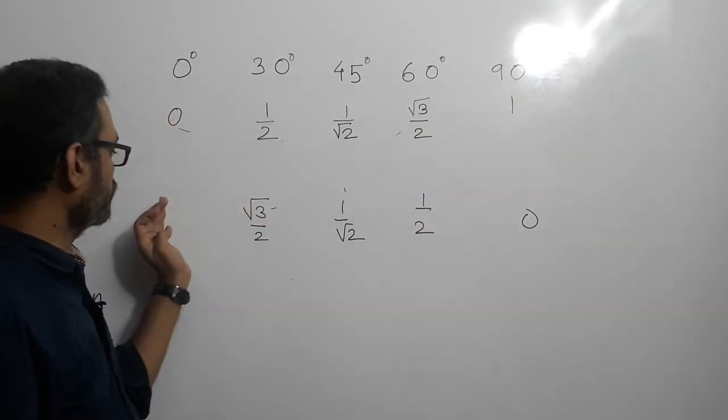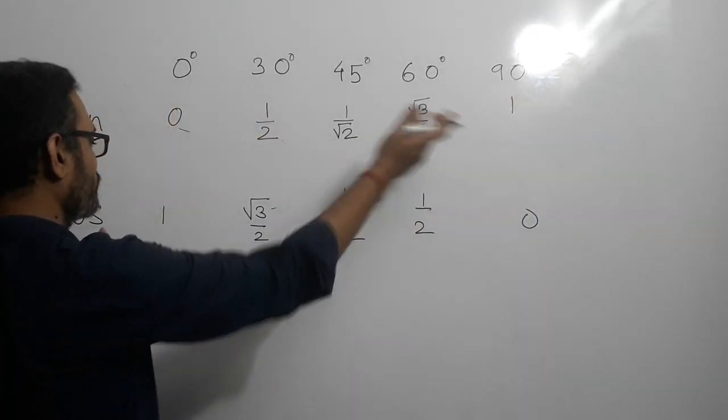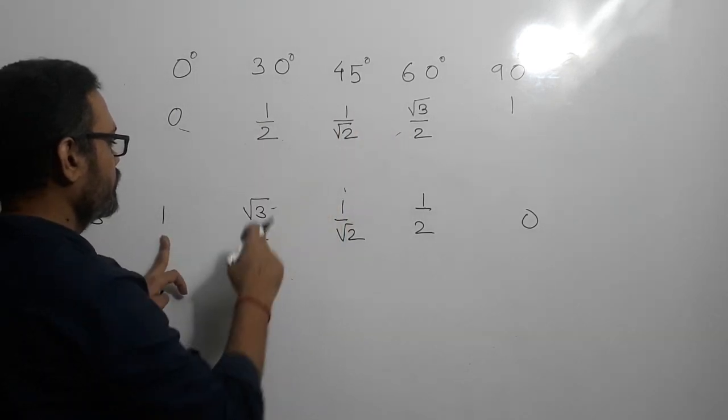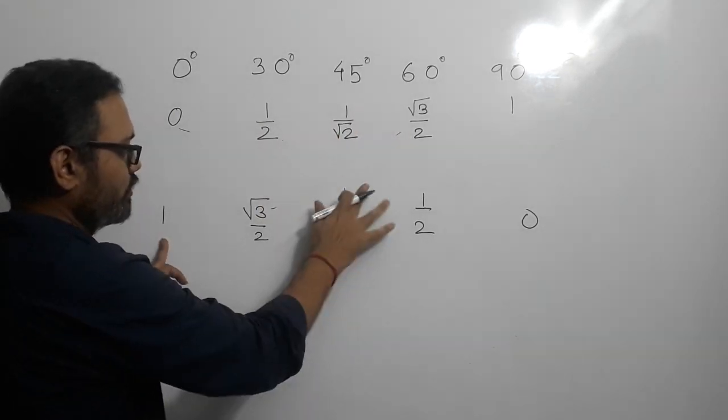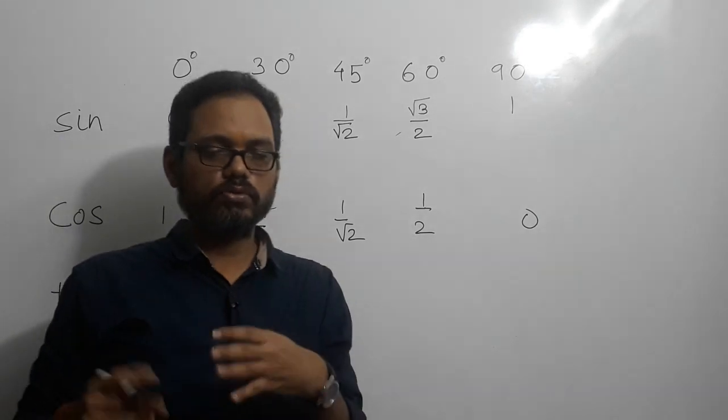Now what about cos values? For cos values, whatever is there for 90 will come here, 60 will come here, and 45 will come here. Once you use these values, you will come to know automatically.